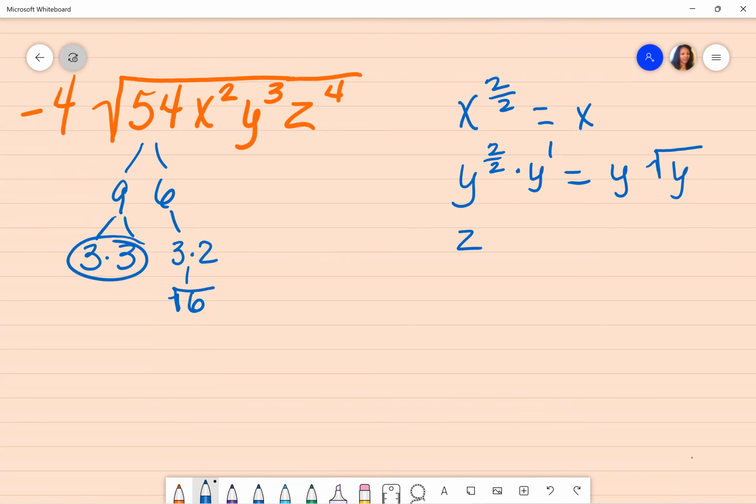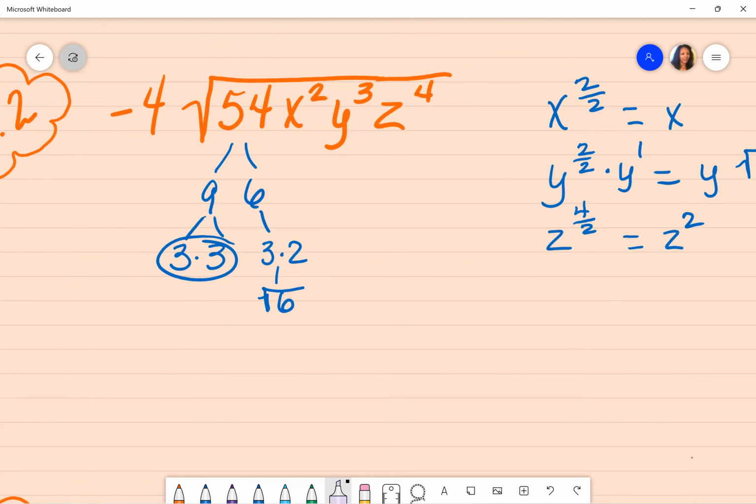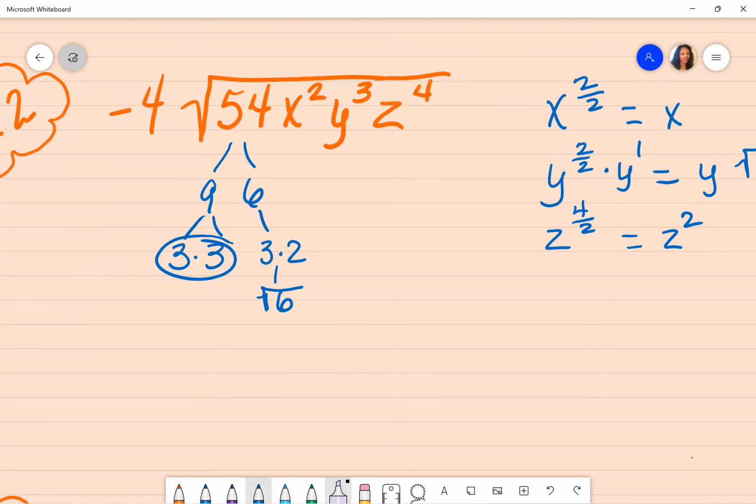The next one is going to be z to the 4th, which is divided by 2, and this comes out as z squared. So all of those can come out except for that one y. So now I go back to my original problem, and I see that I have a negative 4 that's already outside. Anything that I'm bringing outside, I have to multiply times what's already outside, including a variable if there was a variable outside. So I'm going to bring out a 3. And then I have the x that I can bring out.